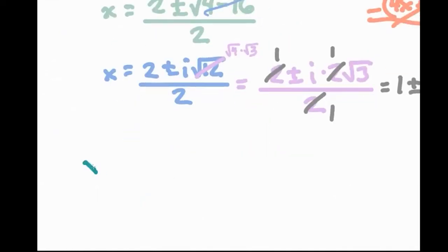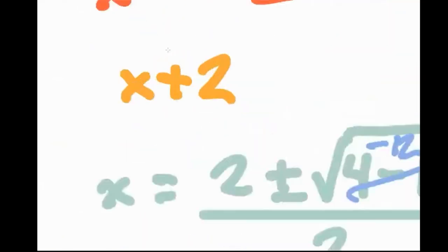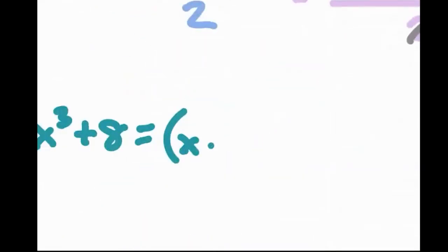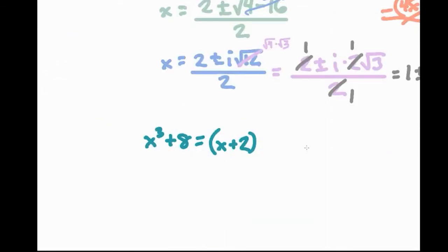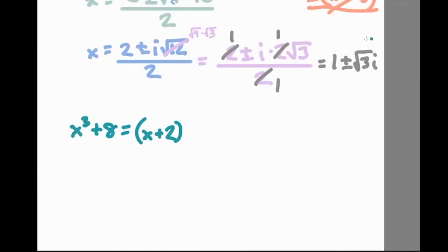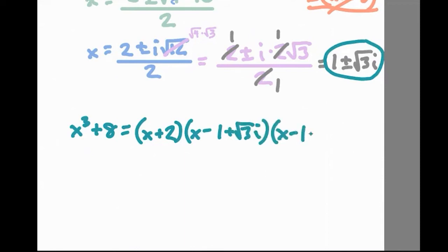It's going to be x to the third plus 8 is equal to, in factored form, x plus 2, because that's one of our factors right there. So we'll write x plus 2. And then I need to make a linear factor of these solutions right here. So it's going to be x minus 1 plus root 3i times x minus 1 minus root 3i. Okay. So that is the factored form for this one.